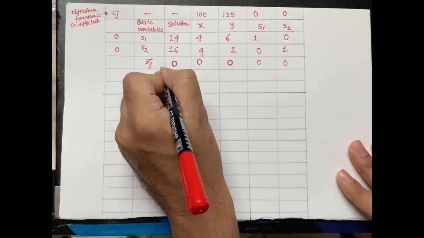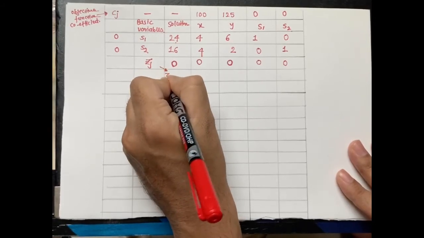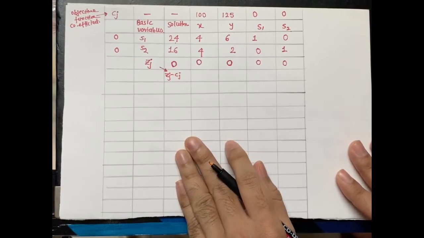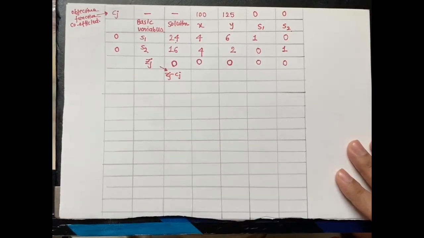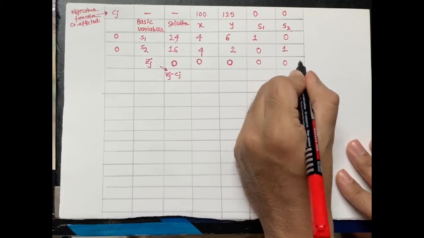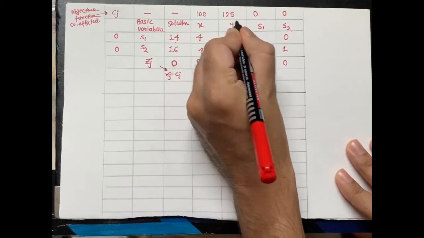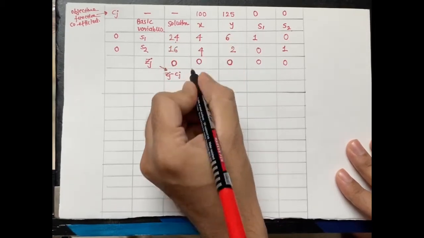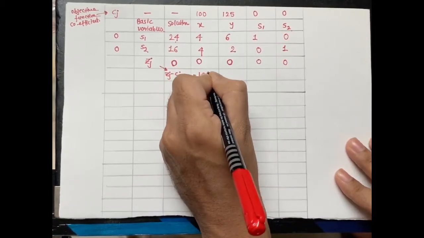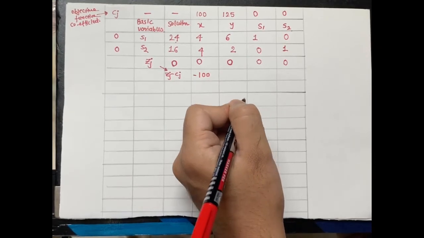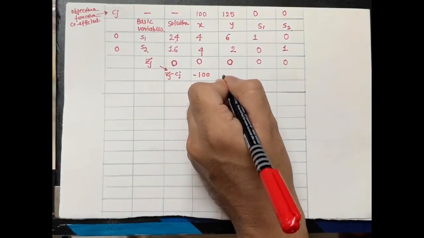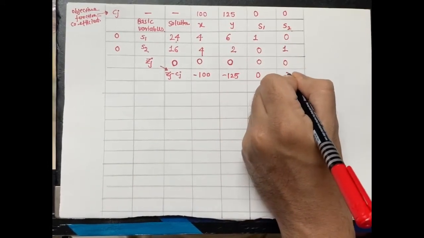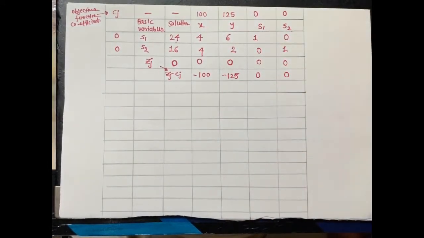Here, diagonal to this, I require to introduce one more row, that is for Zj minus Cj. So, this row indicates the value of Zj, this row indicates the value of Cj. So, Zj minus Cj, 0 minus 100, that is minus 100. 0 minus 125, that is minus 125. 0 minus 0, that is 0, and this is also a 0.